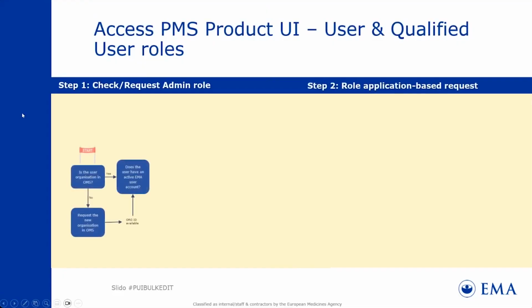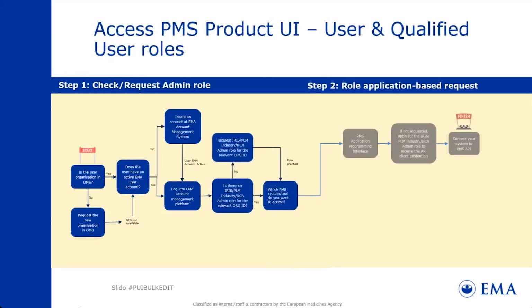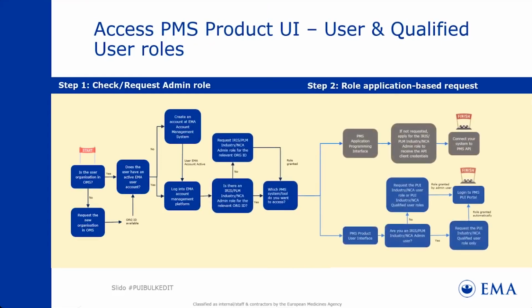So very simplistically, if you access PUI AOAG chapter 1, you see the same diagram published here. In this case, there are two steps. First of all, you need to make sure that you have the organization, so the org ID is available and correctly registered in your OMS database. If it's not, of course, you request it. This is the usual procedure foreseen by OMS.